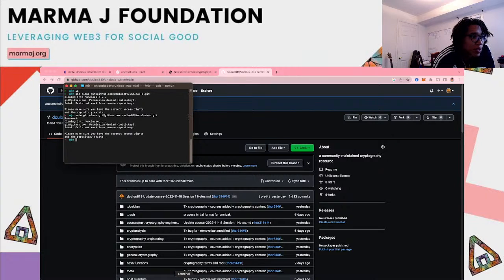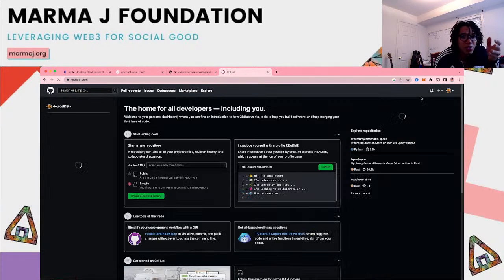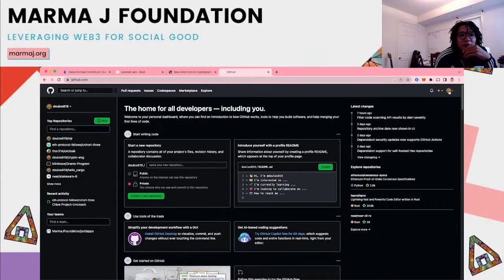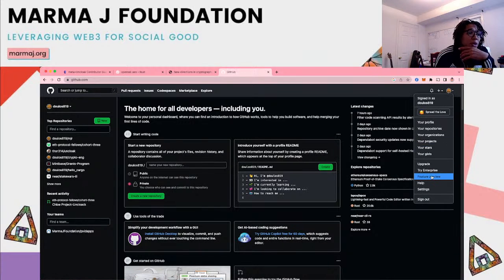Did I spell that right? Permission denied. Public key. Yeah, I think I have to do this part. I mean, I don't hate it. It's just that this is what I want to make a guide about, because I always forget this stuff.